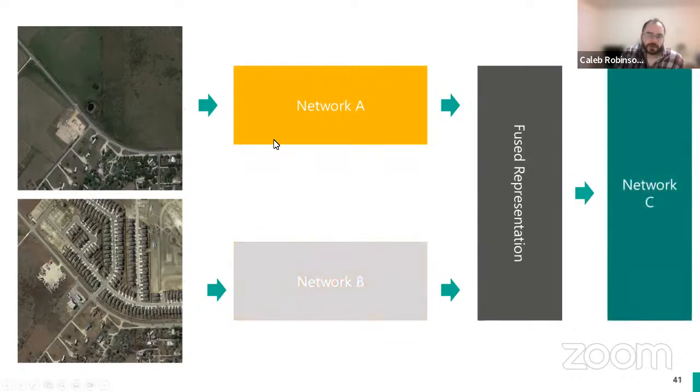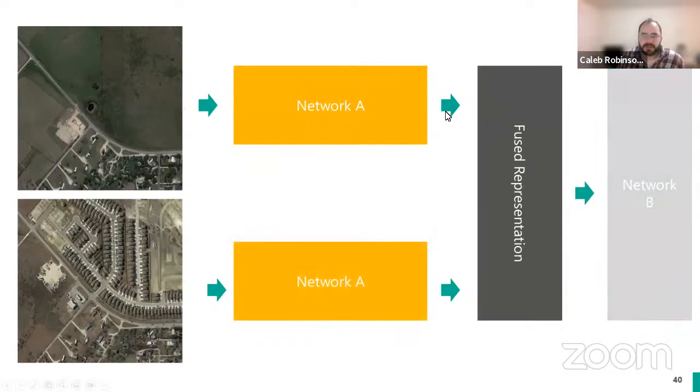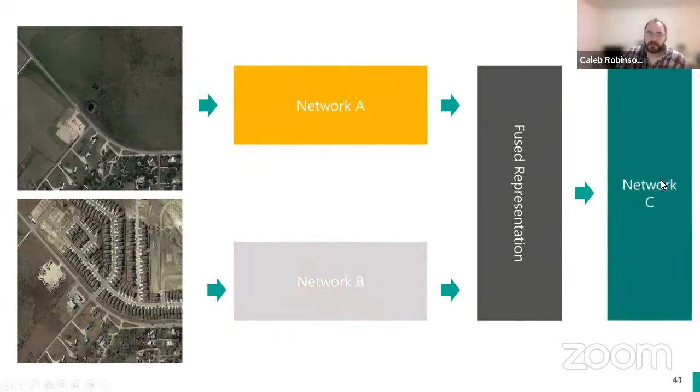Another way you could do that is to have different copies of the network and update them independently. So before images would go into network A, after images would go into network B. You would fuse them in the same way that you did in this scenario. And then the output network C would give you a gradient signal that you can pass through each branch.